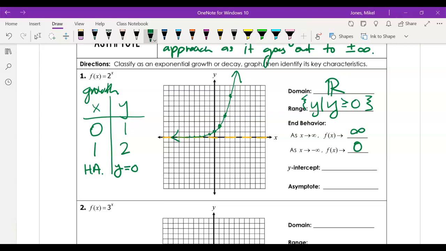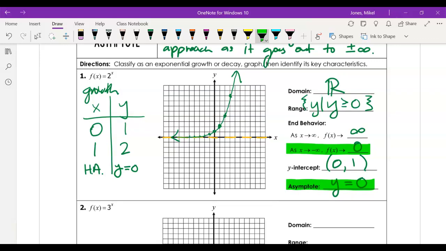Horizontal asymptote is y equals 0. Y equals 0 is a horizontal line. Okay? All right, so we had a y-intercept at 0, 1, and we had an asymptote at y equals 0. Notice that this line right here, where I have y values leveling out at 0, tells me that I will have an asymptote at y equals 0.